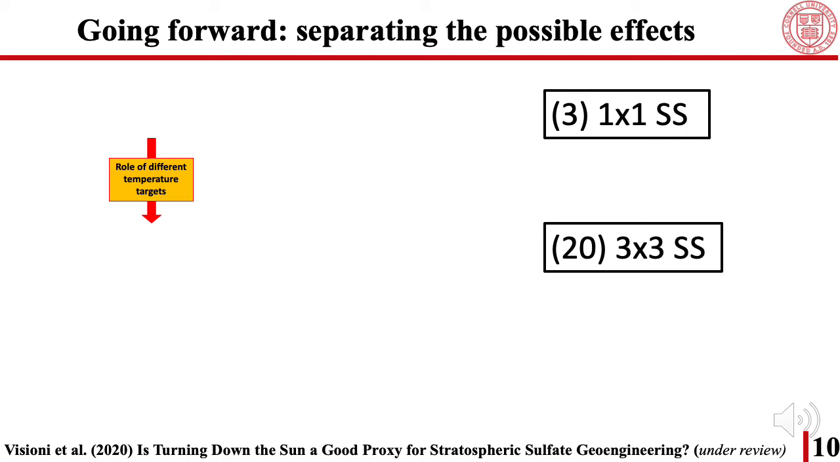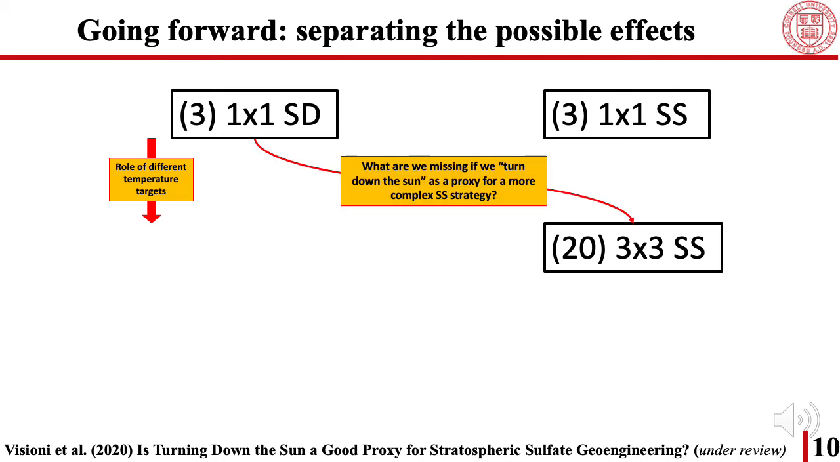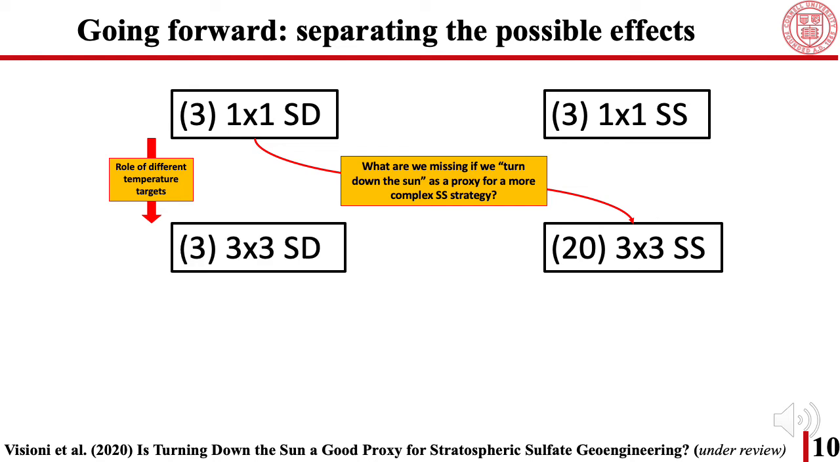To these 2 sets of simulations, we have now added 3 further sets of simulation with the same model. One that simply turns down the sun, as in the G1 experiments that I showed before, to manage global mean temperature, to respond to the question: what are we missing if we turn down the sun as a proxy for a more complex stratospheric sulfate strategy.